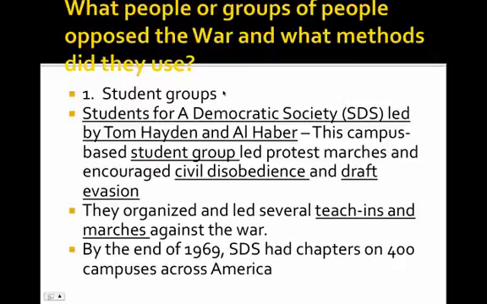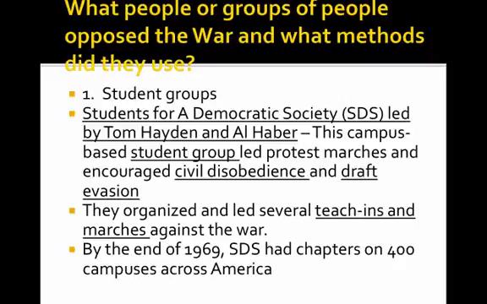The first groups that began to protest the war were mainly student groups. One of the most well-known student groups that formed was Students for a Democratic Society, also known as SDS, which was founded and led by Tom Hayden and Al Haber. This was a campus-based student group that led protest marches, encouraged civil disobedience, and draft evasion.